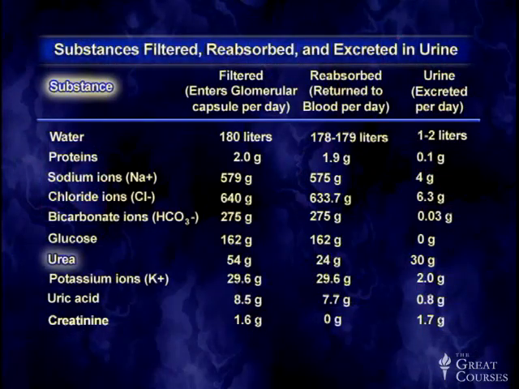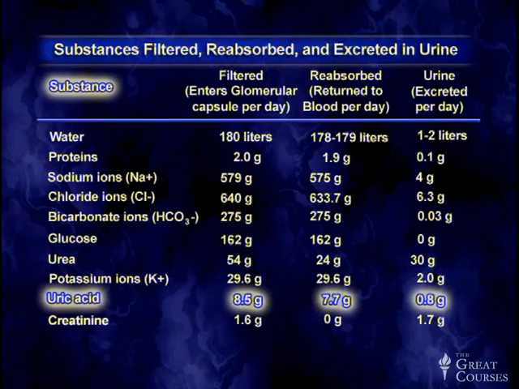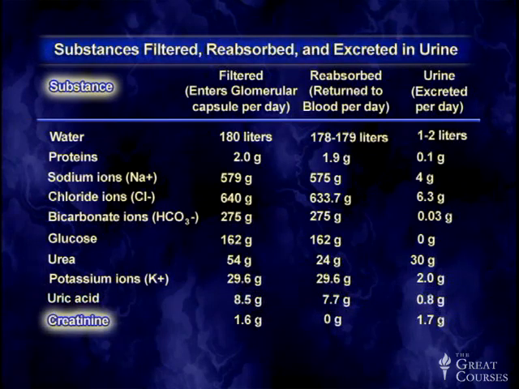Finishing up now, the urea is almost all excreted because that's a waste product. We want to get rid of it, and it's not reabsorbed very well. Just a bit of it comes back in, and we measure urea as a measure of kidney function. Potassium ion is one that we get rid of a little bit during the day, and uric acid is one we haven't talked about, and creatinine is a breakdown product of muscle metabolism.